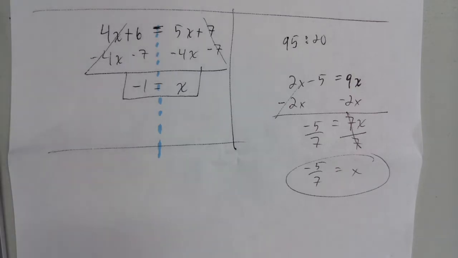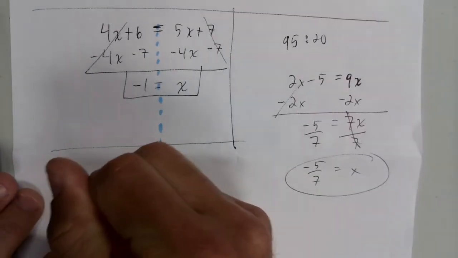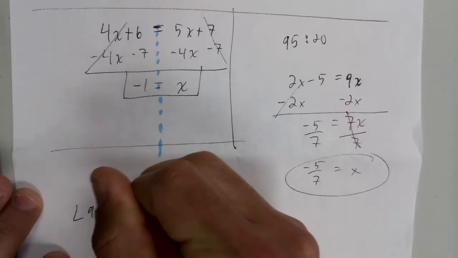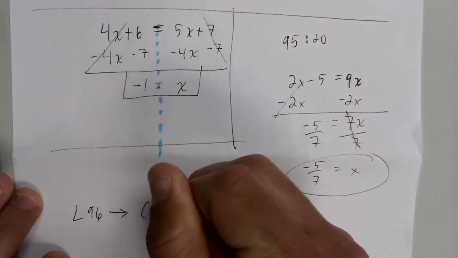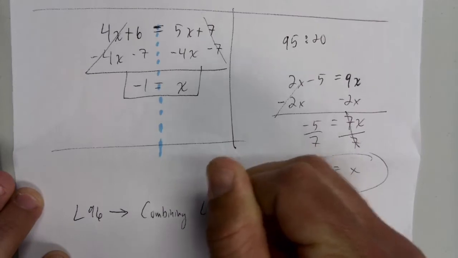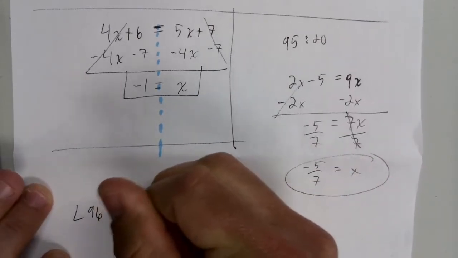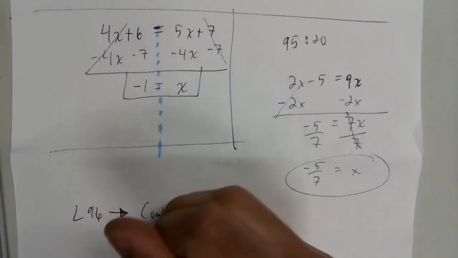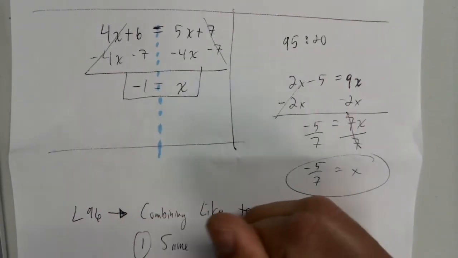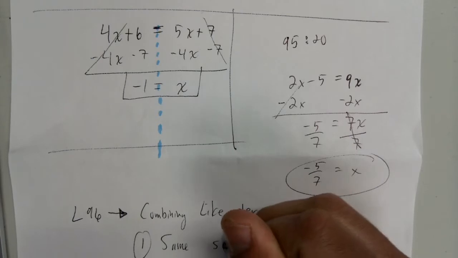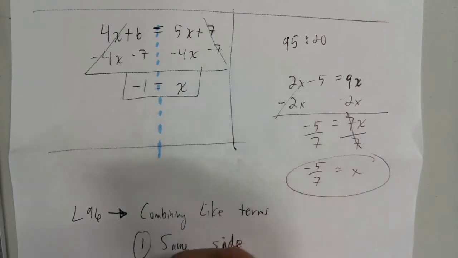All right. So, lesson 96 was just a combination of 94 and 95. So just a quick recap of lesson 96. What we're going to be doing is combining like terms. And I'm going to give you the order that you should do that in before we do a couple more examples. You want to do that first on the same side, and then you want to do it on opposite sides, okay?